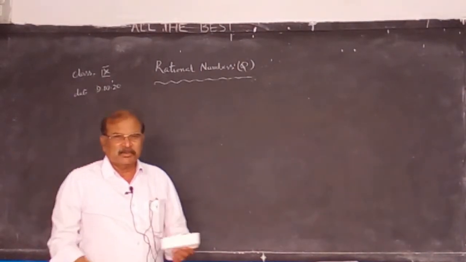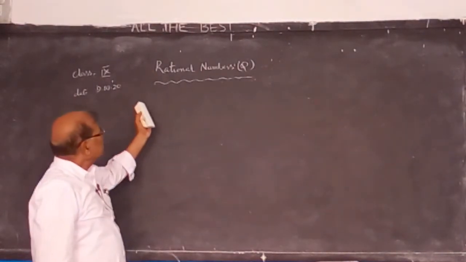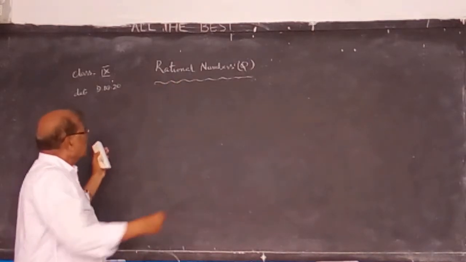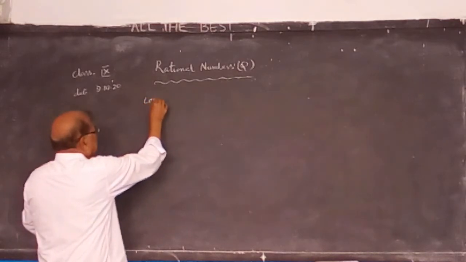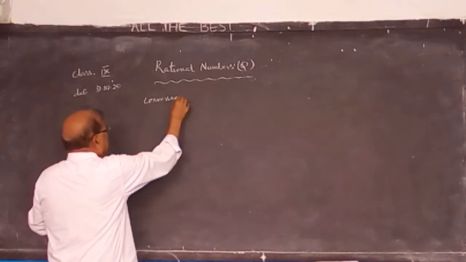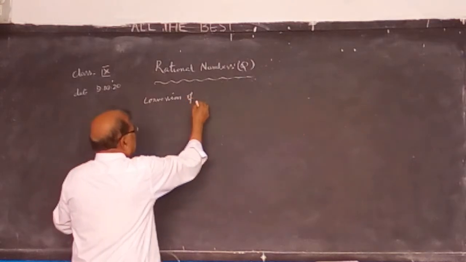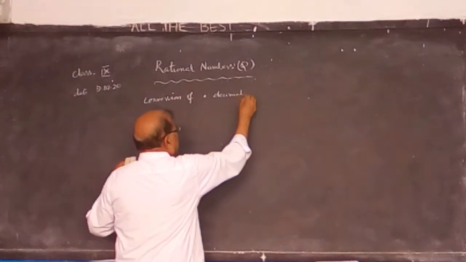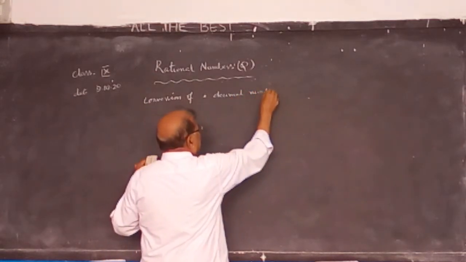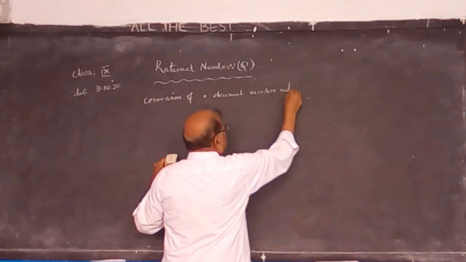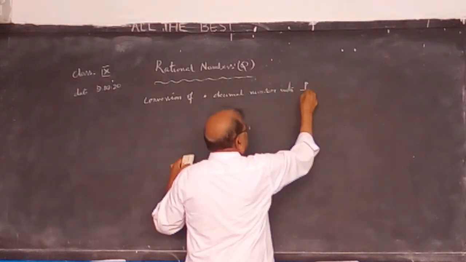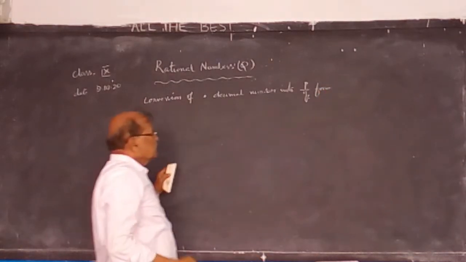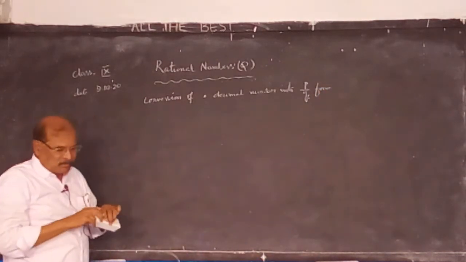Children, so we are learning rational numbers. We have learned some part. Now the conversion of a decimal number into P by Q form. Into P by Q form.